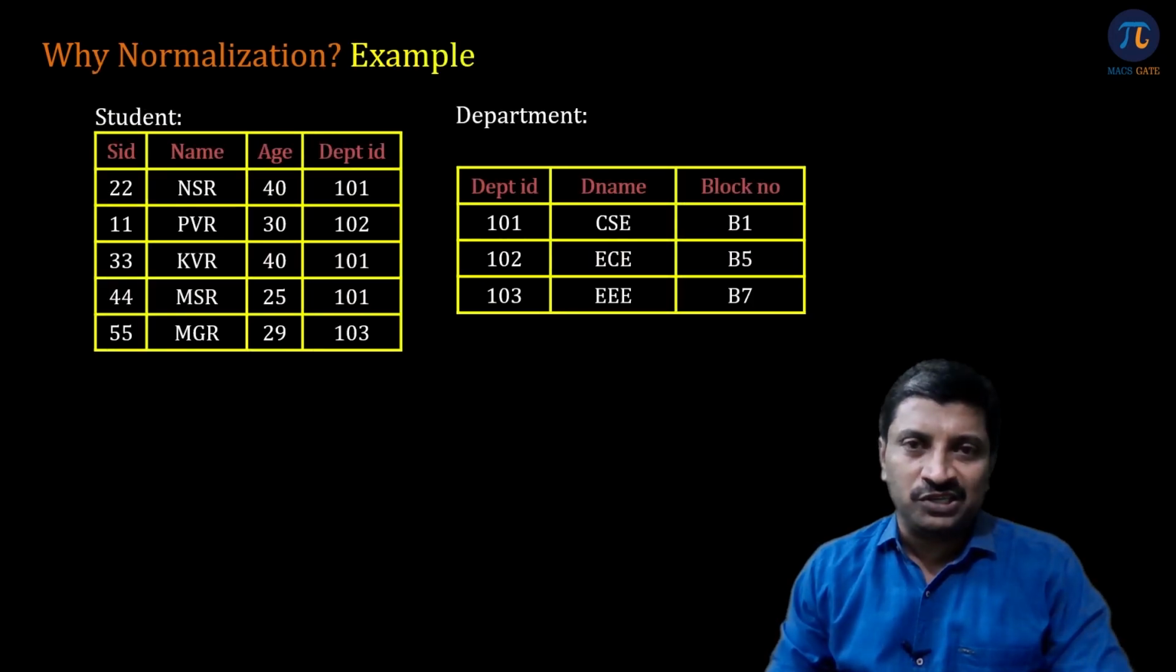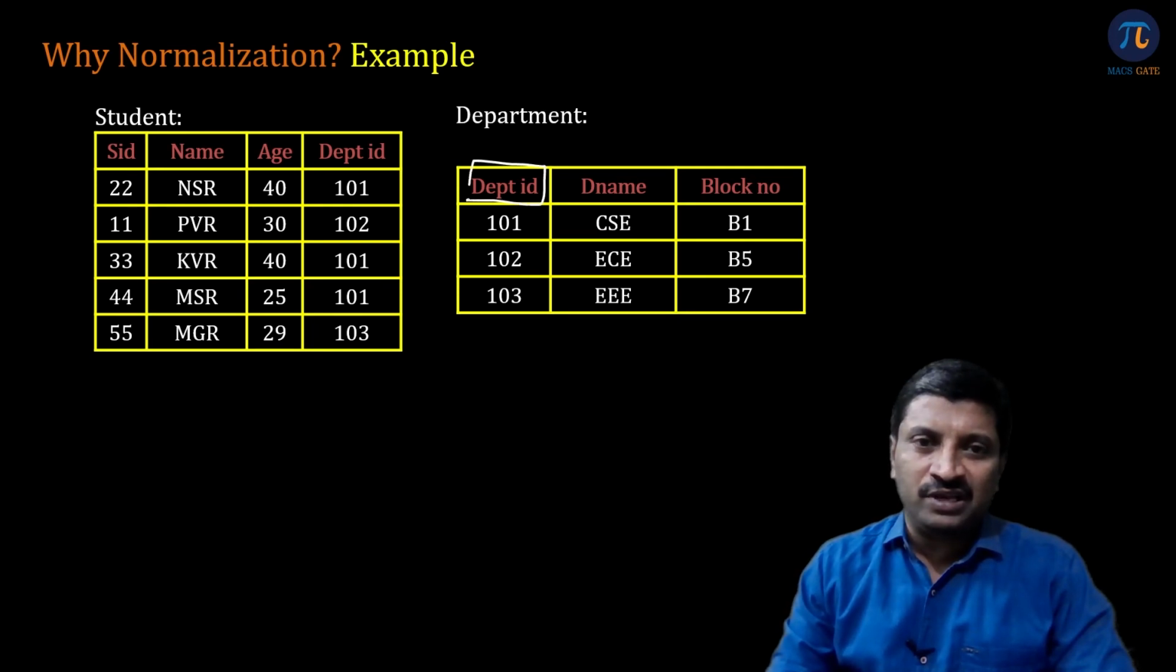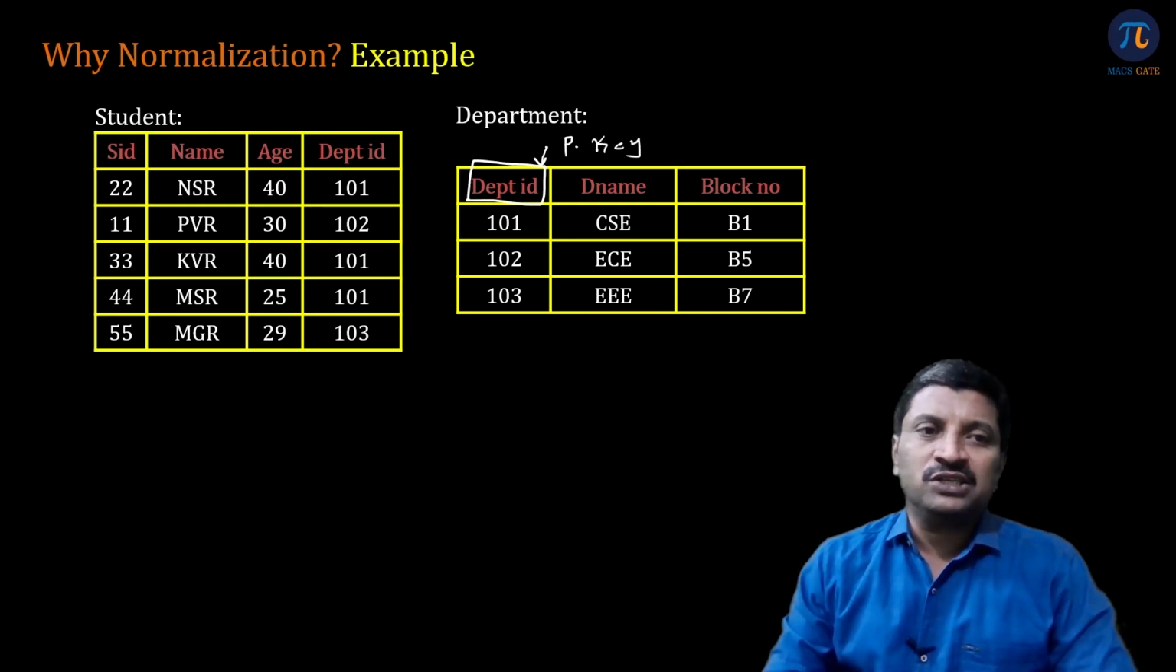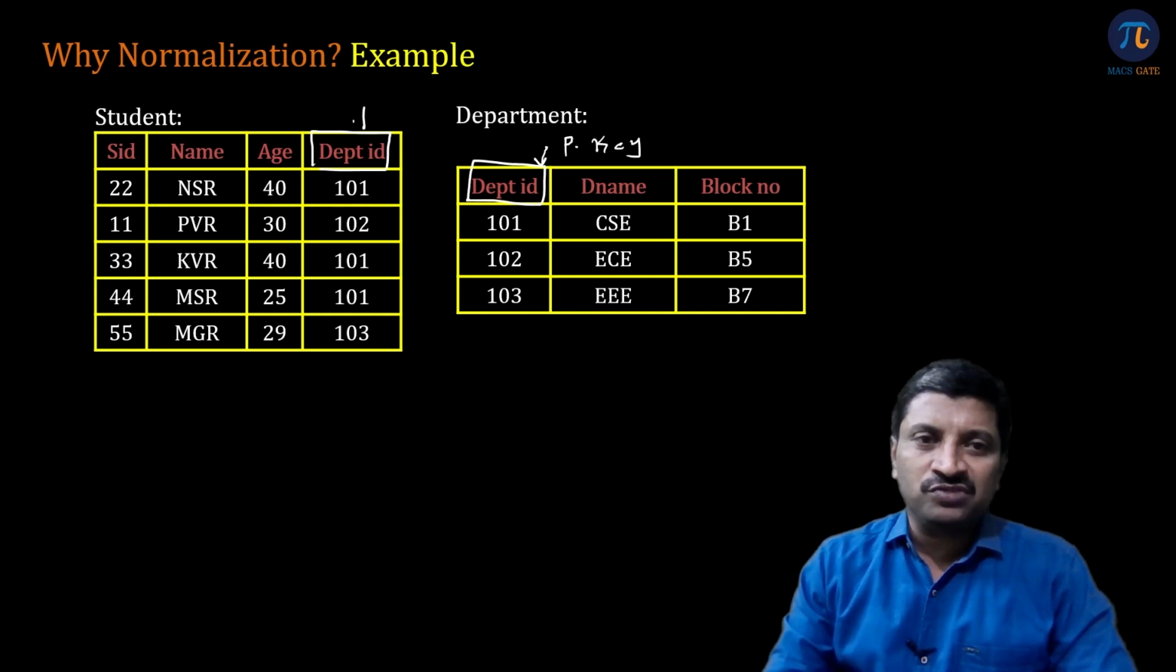Suppose we have two relations. The first relation is student with the attributes student ID, name, age, and department ID. And the second relation is department with the attributes department ID, department name, and block number. Suppose department ID is the primary key for the relation department. So this is our primary key. And the student relation has borrowed the attribute department ID from the relation department. So this will be a foreign key.